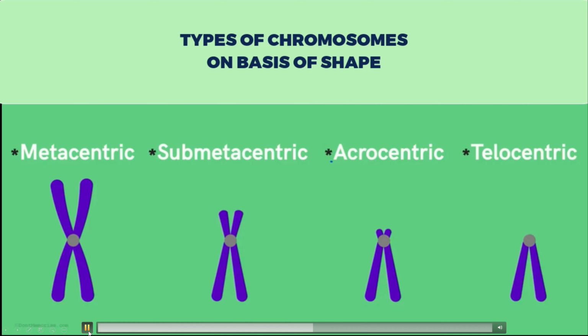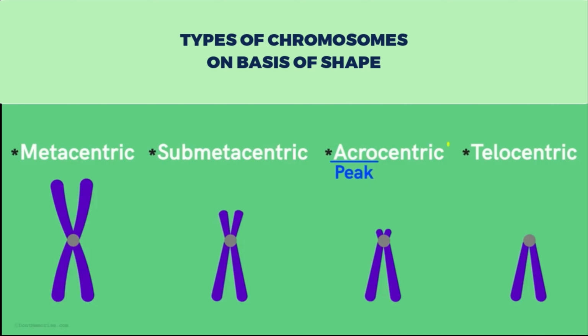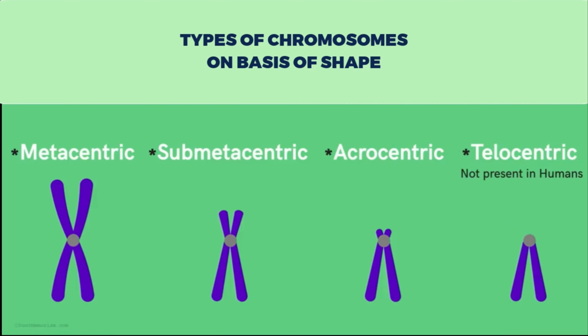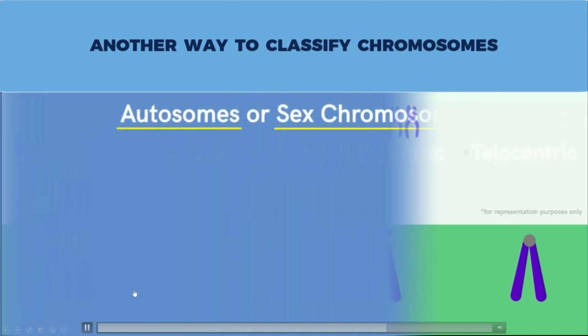Acrocentric chromosomes have a centromere which is severely offset from the center, leading to one very short and one very long arm. Human chromosomes 13, 15, 21 and 22 are acrocentric. Telocentric chromosomes have the centromere at the very end of the chromosome. Humans do not possess telocentric chromosome, but they are found in other species such as mice.